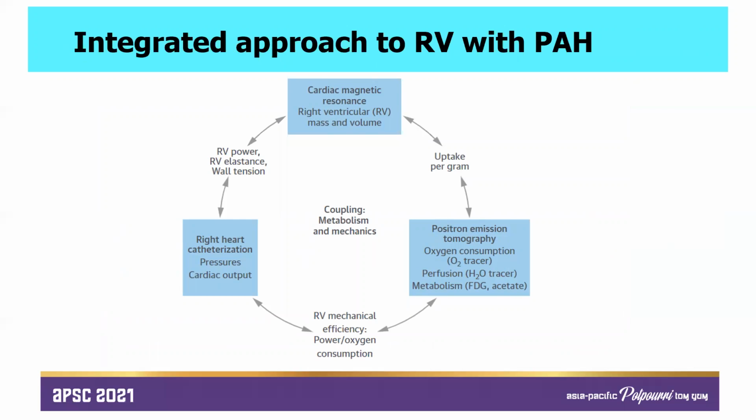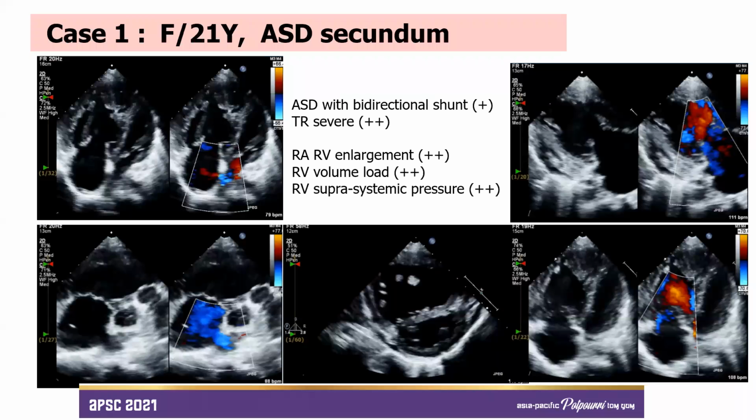Having remembered all of this together, by combining imaging and invasive modalities, cardiac catheterization and cardiac MRI, a full physiologic assessment of the load of the pulmonary circulation and right ventricular function can be derived. Now, I will share some cases.